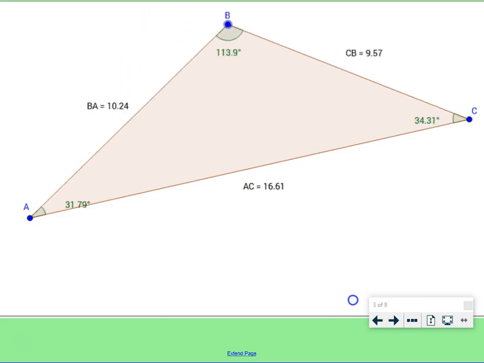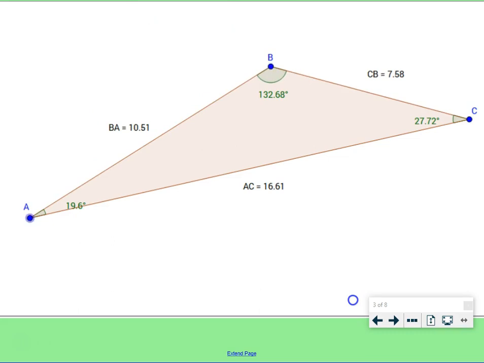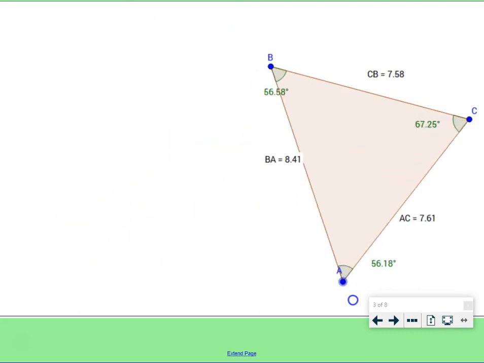So it doesn't matter what you do if you change it around. You make angle C the biggest angle, and it's going to be opposite the biggest side. So it always holds true, no matter what.